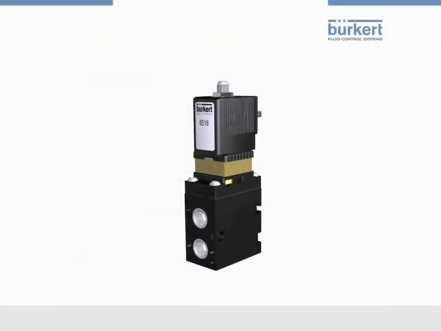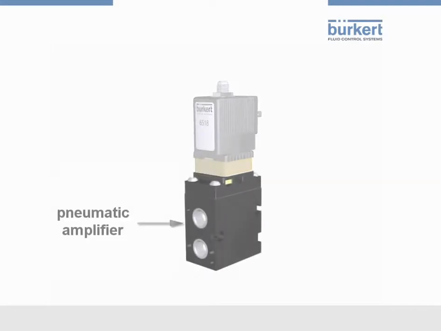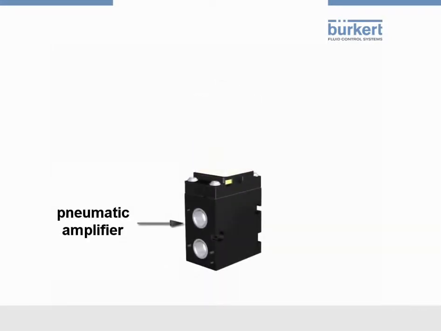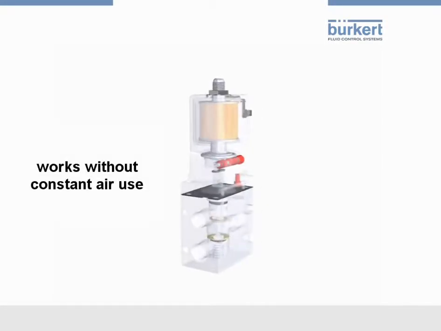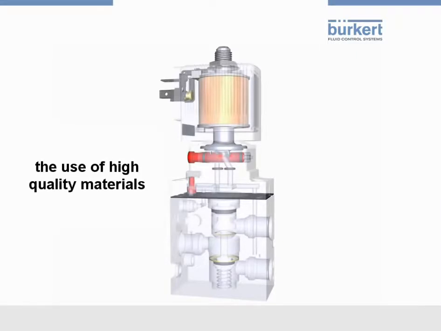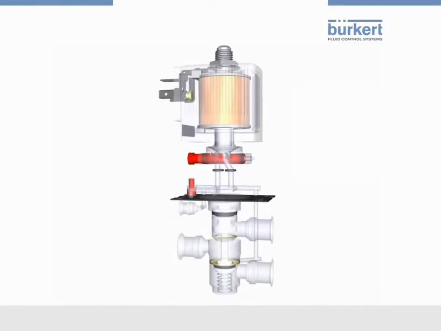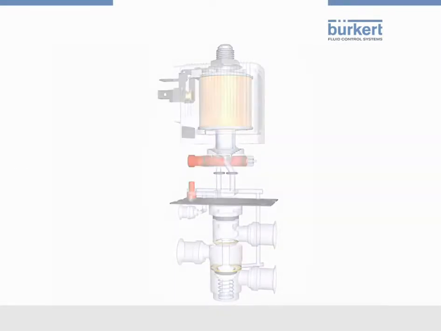Type 6518 is a servo-assisted 3-2-way valve. This valve consists of a pilot valve type 6014 and a main valve, the so-called pneumatic amplifier. Type 6518 works without constant air use and controls single-acting actuators. The use of high-quality materials makes it possible to use this valve in outdoor areas and in chemical atmospheres.